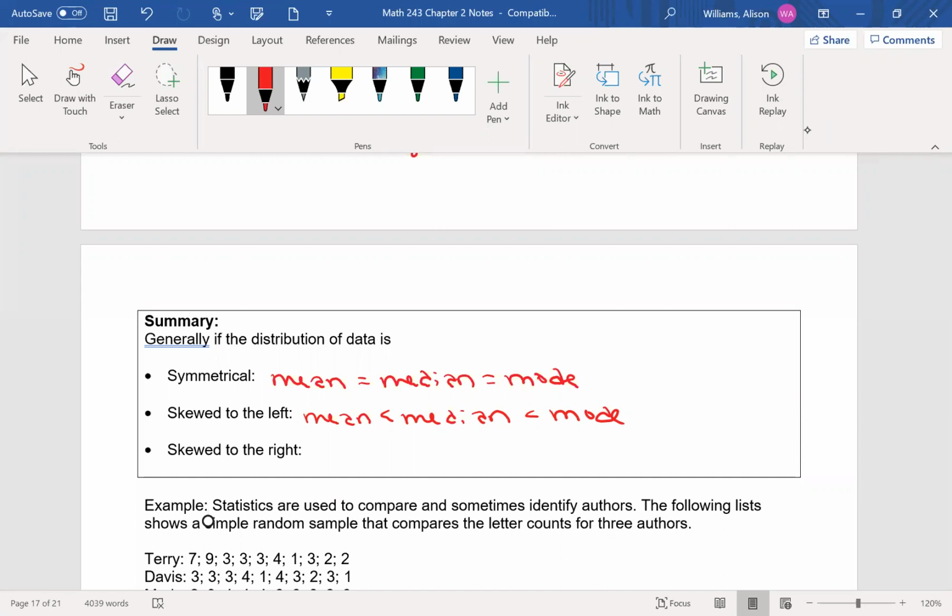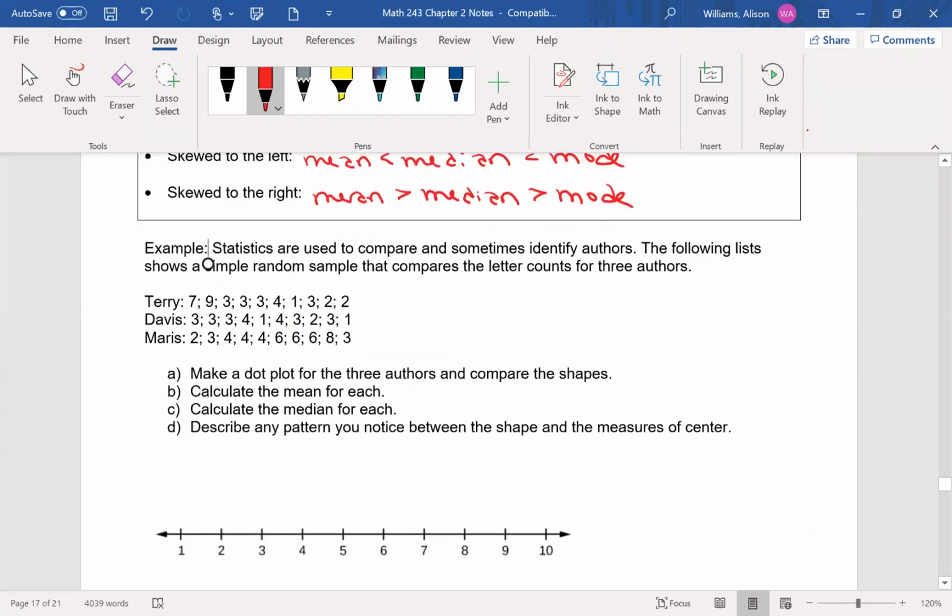For right skewed data, it's the exact opposite. The mean is the biggest value. So I'm going to flip all the signs. The median is in the middle, and the mode is representing the smallest value.